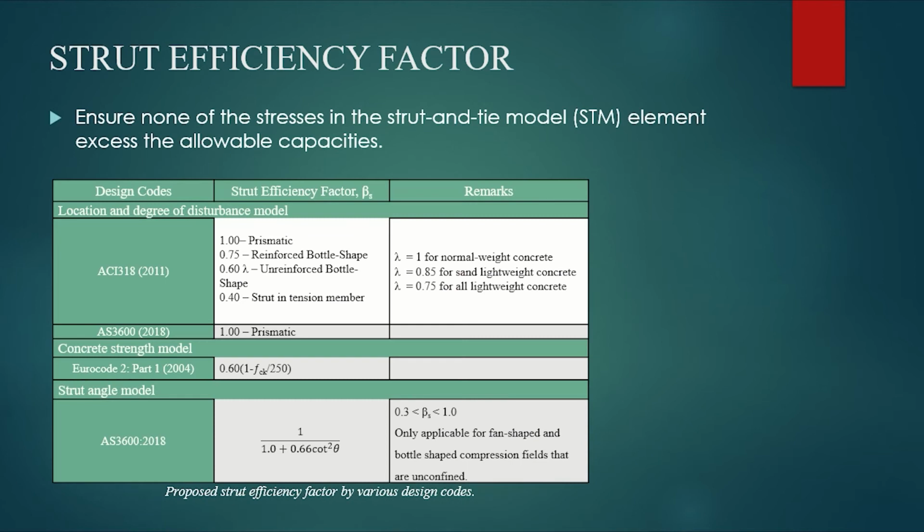So next is the strut efficiency factor. The strut efficiency factor plays a very important role as it ensures that none of the stresses in the strut and tie model elements exceed the allowable capacity. The table below shows the proposed strut efficiency factor by various design codes, namely the American Concrete Institute ACI 318, the Australian Standard AS 3600, and also Eurocode 2 Part 1, 2004.